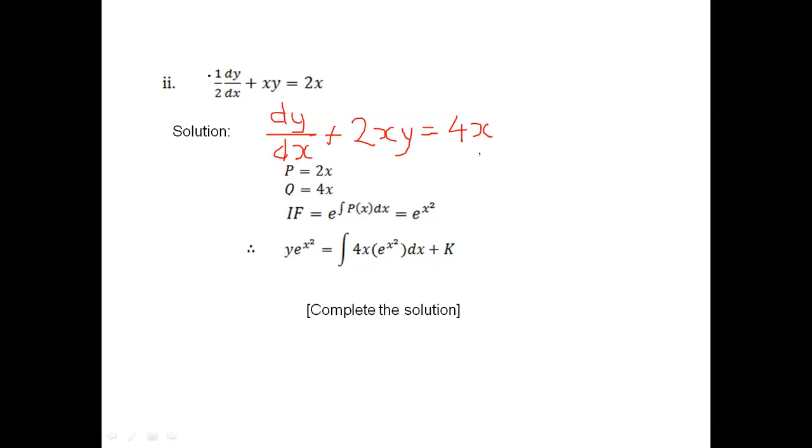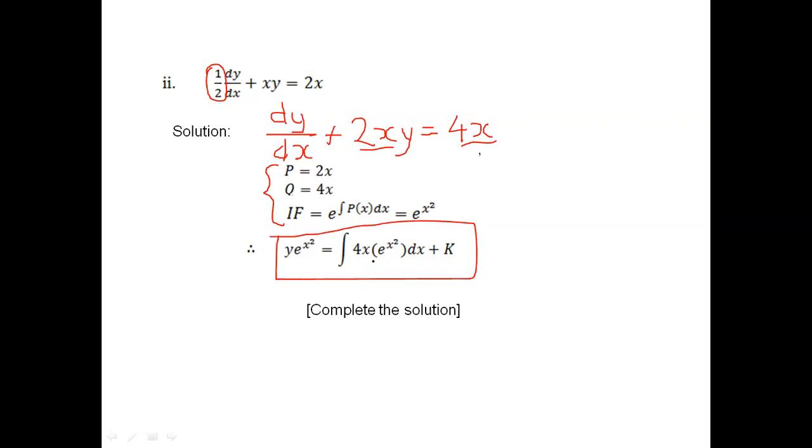Why did we multiply throughout by 2? Because we wanted to get rid of the fraction, the 1 over 2. So to get rid of the fraction 1 over 2, we multiplied throughout by 2, and it gave us this. So it's from this that we got these different values. The p, which is 2x, the 2x here. Then the q, which is 4x, the 4x here. So then the integrating factor gave us e raised to the power x squared, and the general solution gave us this expression.